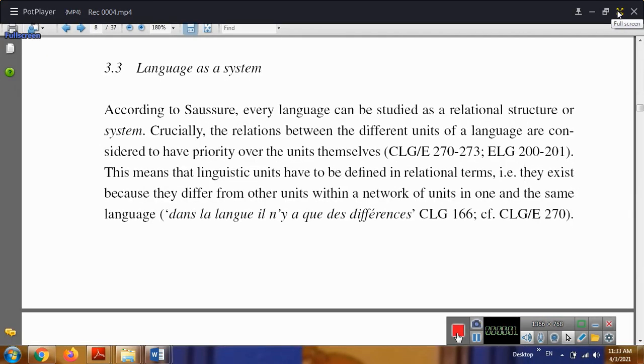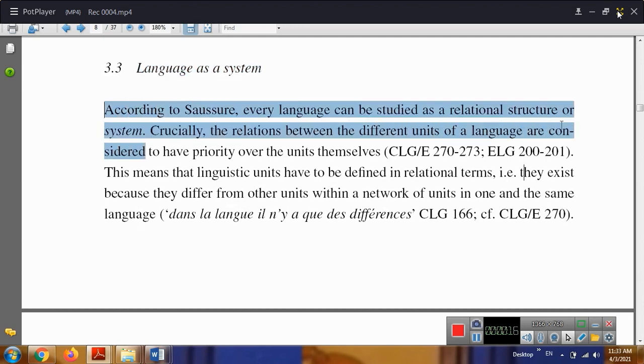In the name of God, in this session we will continue from the previous session. We want to discuss another concept of Saussure. Another concept is language as a system.